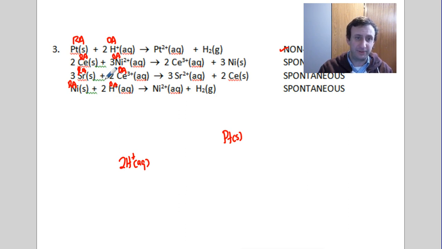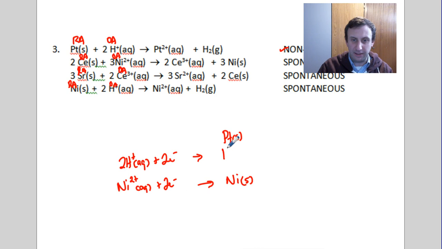I don't have anything from the third one either. So I go all the way to the last reaction where I have 2H positive and nickel, so I'm going to have Ni solid down below it because it's spontaneous. Let's finish up what we already have here. Ni2 positive aqueous plus 2 electrons gives me Ni solid. I have 2H positive plus 2 electrons gives me H2 gas.